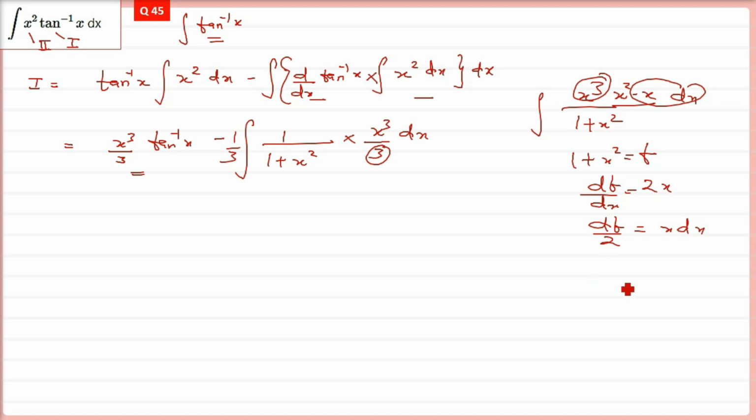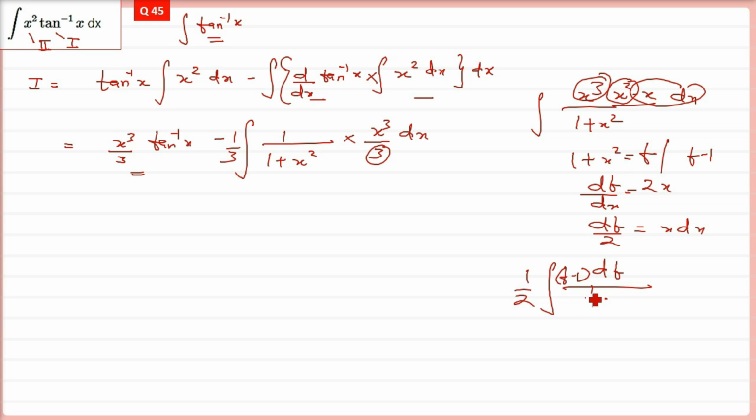We have to deal with x square and 1 plus x square, or we need to replace them. X dx is directly dt by 2, so let me write dt, and the half I am taking outside. X cube we have written as x square and x, so x square is there. X square can be formulated from here. X square will be t minus 1. So let's write t minus 1 here. In the denominator it will be 1 plus x square, that was taken as t.